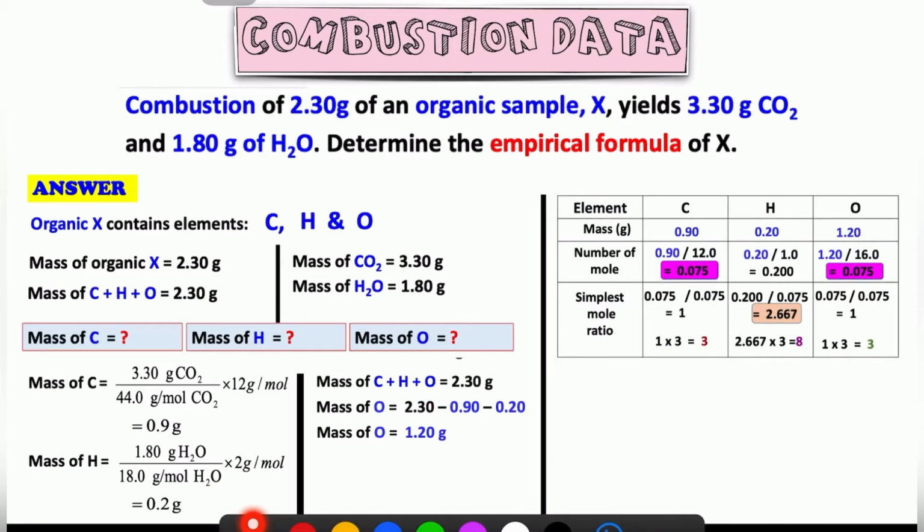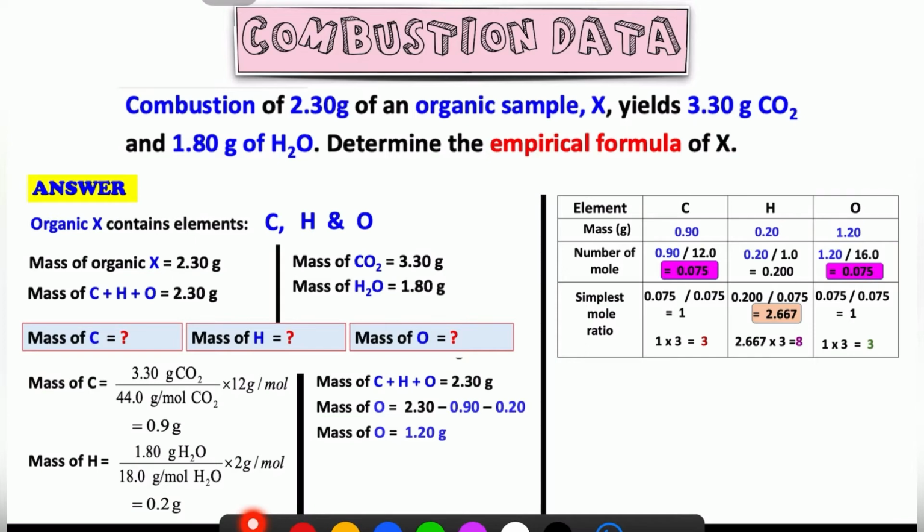Next, after you get the mass of the carbon, hydrogen, and oxygen, then you can calculate as usual by using this table: number of moles, and get the simplest mole ratio. Here you can see that we do not take the first simplest ratio given here, because for the hydrogen the simplest ratio is 2.667, so you cannot round it off to 3. You need to multiply by some number to get it near to a whole number.